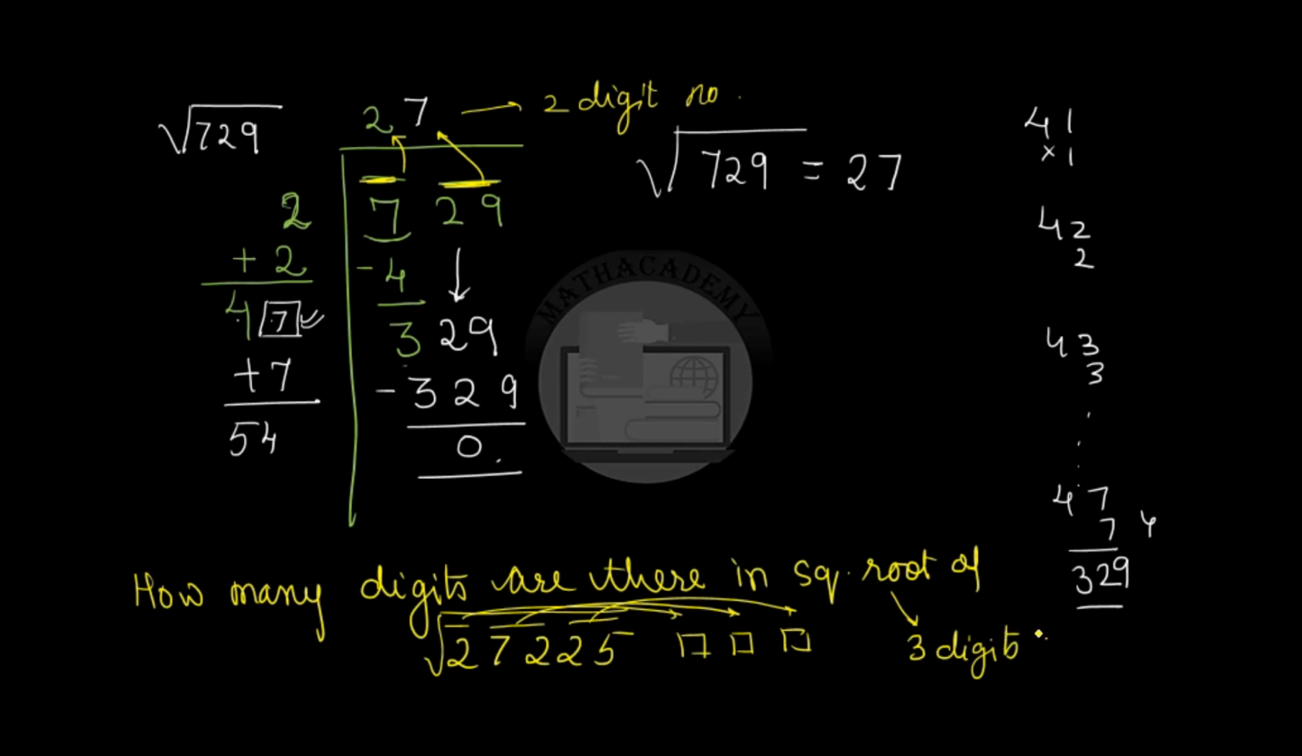I hope this is clear to everyone, how we find the square root by the division method, and how we determine how many digits will be there in the square root of a given number by seeing how many pairs we are able to form, and each pair will yield 1 digit in the square root. I hope this much is very clear to everyone. In our next video, we will see how to do the division method when the number whose square root we have to find is a decimal number.